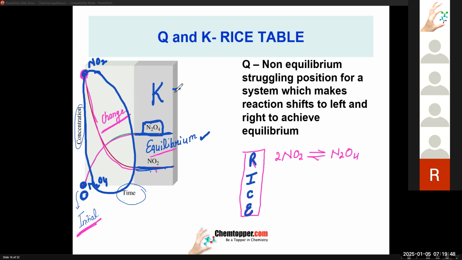When it is equilibrium, I'm going to say equilibrium constant K. Can you give me the expression of K here, children? What is the expression of K for this reaction? It is the concentration of N2O4, the product, divided by, Anish, the concentration of NO2 raised to power 2. This coefficient 2. That is K. This part is representing K, the equilibrium part.